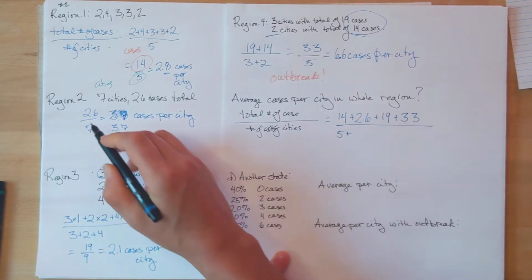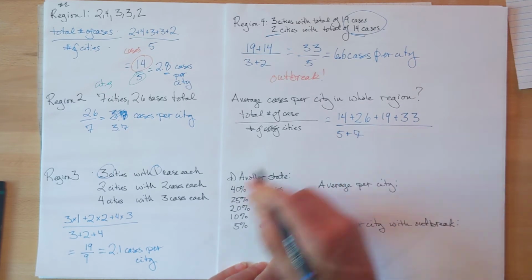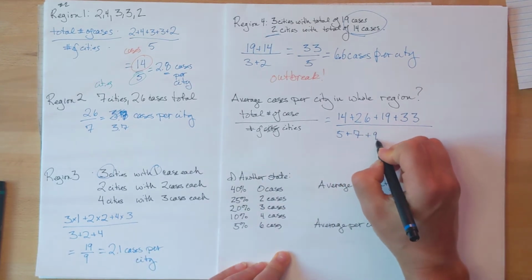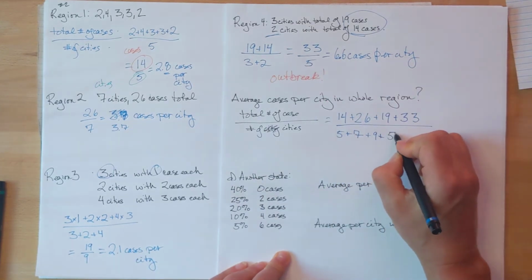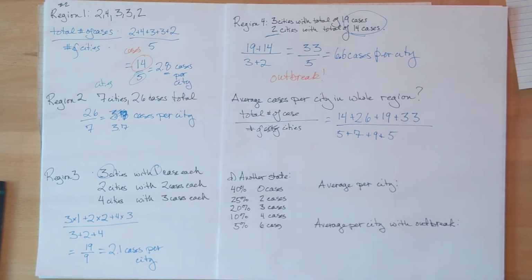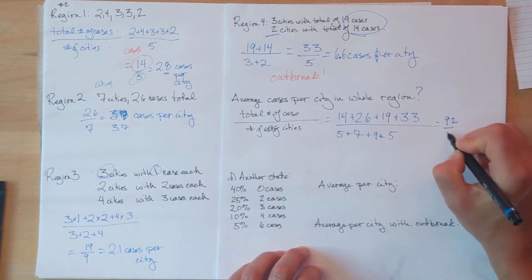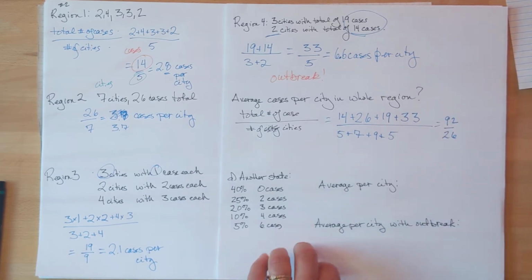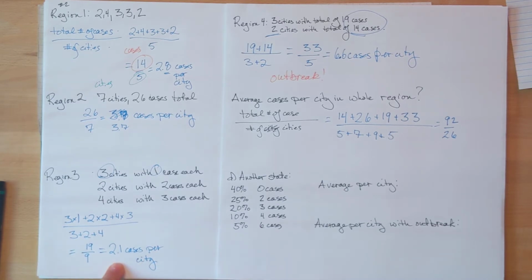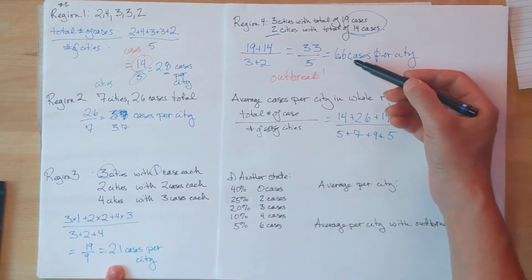5 plus 7 plus 9 plus 5. So I get a total of 92 cases across 26 cities. Now, before I calculate this, I want to pause for a moment. What do I expect for my answer? I expect my answer to be between 2.1 and 6.6.